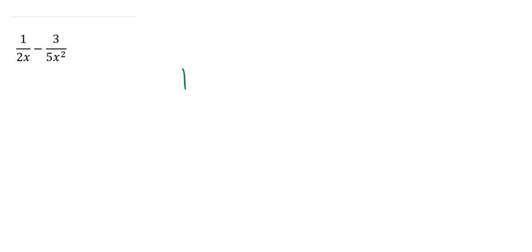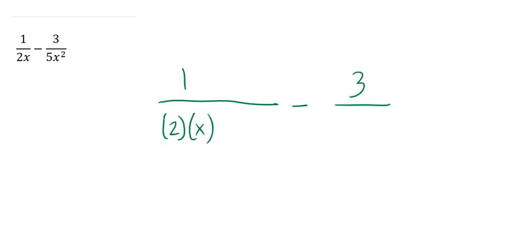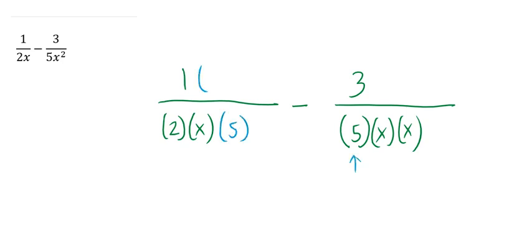Here I have 1 over 2 times x minus 3 over, you notice I'm making these fraction bars big because I'm trying to leave room, 5 times x times x. I wrote it as factored out as I can because now I see, oh, there's a 5 here, so I better make sure that there's a 5 here to match. There's a 2 here, so I better make sure that there's a 2 here to match.